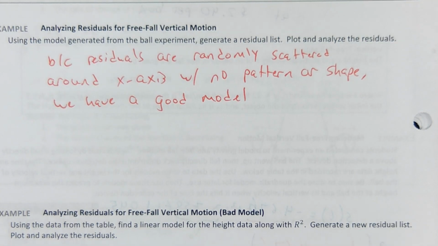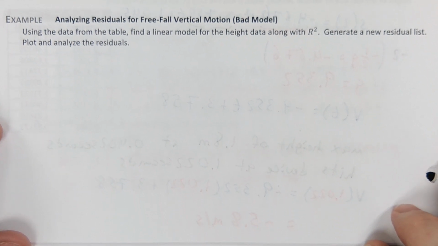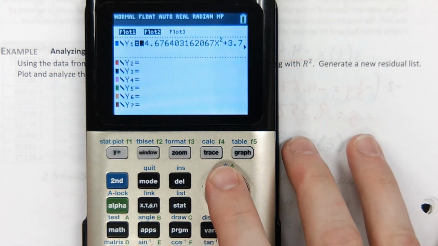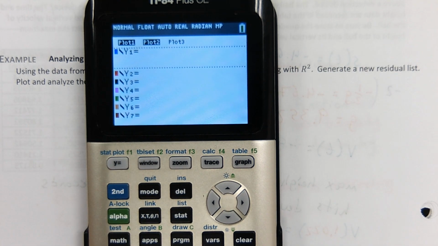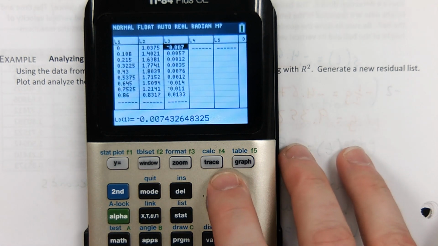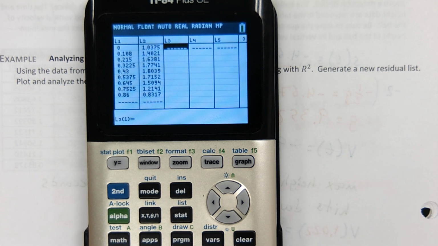Okay, we're going to try to finish these notes today. Let's go ahead and see what a bad model would have looked like. What I'm going to do is go into y equals and clear this equation out. So I cleared y1. Leave your stat plots on. Then I'm going to go to stat edit. I'm going to go up to L3 and hit clear enter. So I'm clearing out my residuals because I'm about to create a bad model and generate a new residual list. Alrighty?